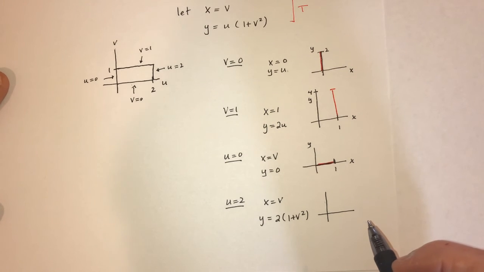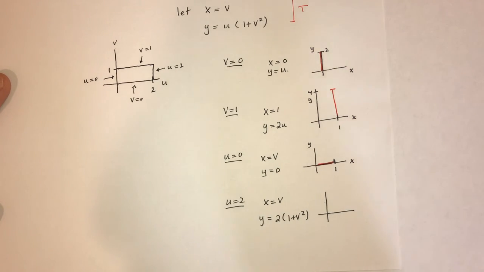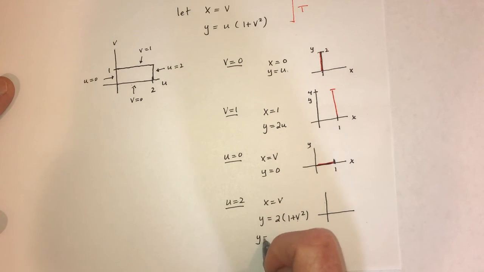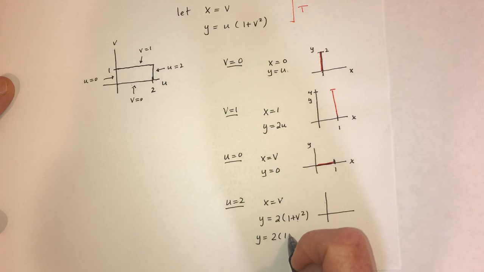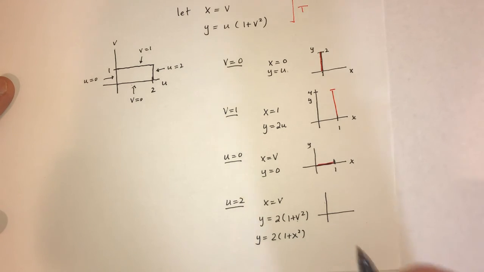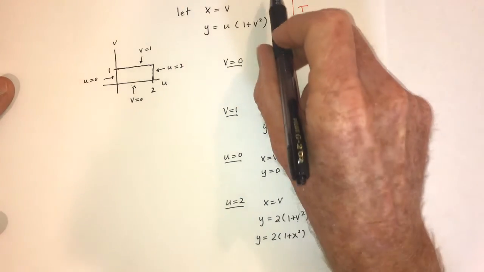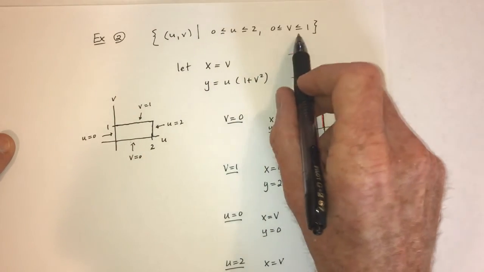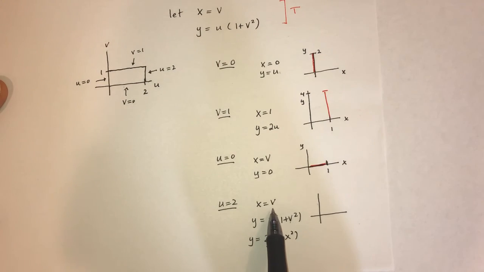So then, in order to see what this looks like, because x equals v, I could just plug that in right here. So in other words, y equals 2 times (1 plus x) squared. And that's a parabola. And the v ranges between 0 and 1. So that means this v, or this x, ranges from 0 to 1.